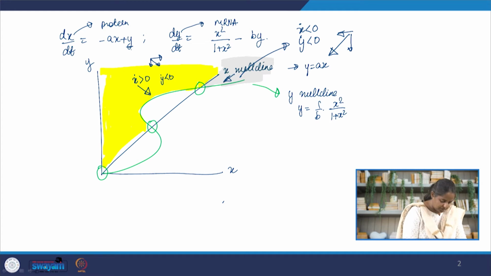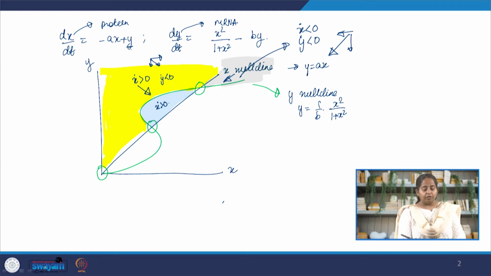Okay, now let's look at another region. Let's look at this region. I'm shading it with light blue. The color is not important. I just want to make sure which region we are targeting. In this region, we are below the y nullcline and above the x nullcline. Since we are above the x nullcline, pretty clearly dx/dt will be positive.